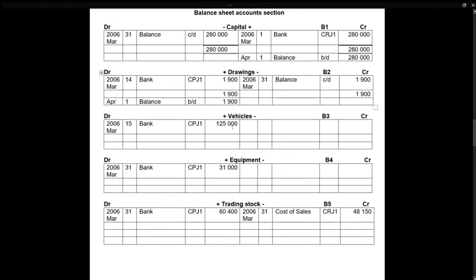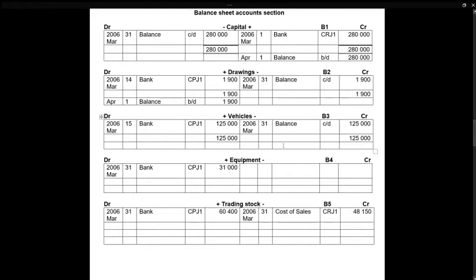Vehicles. The debit side is much bigger than my credit side. In actual fact, I need 125,000 Rand to balance the vehicle account. It was a calculation, therefore carried down. Details will be balance since it's not a transaction. This took place last of the month, 2006 and March. Okay, I will total both of my sides just to confirm I've done it correctly. Both sides will equal 125,000 Rand, therefore I've done it correctly.